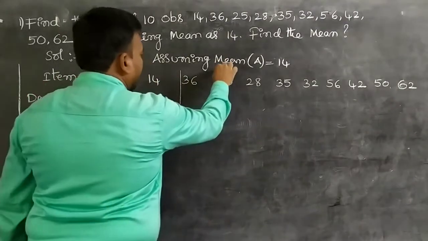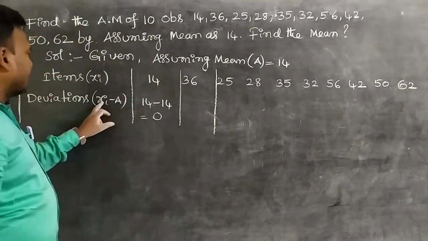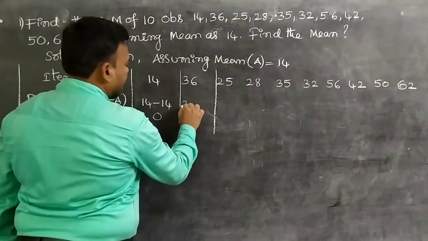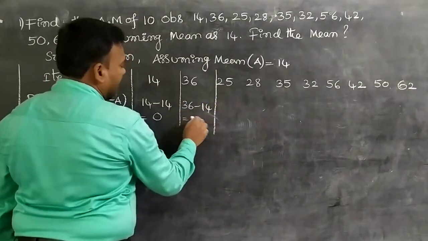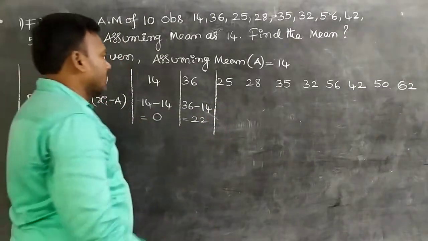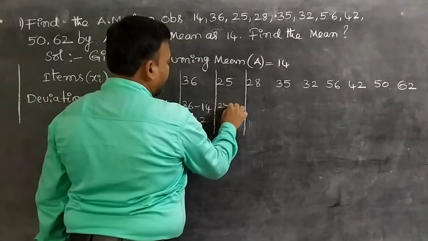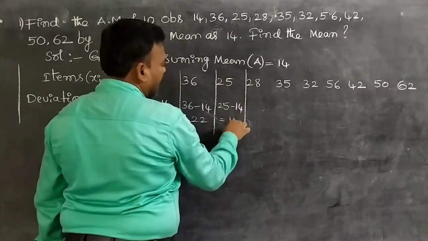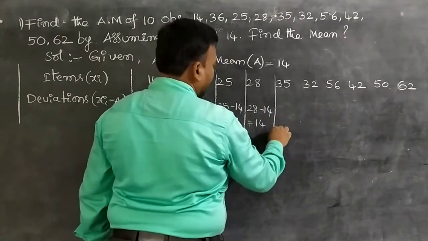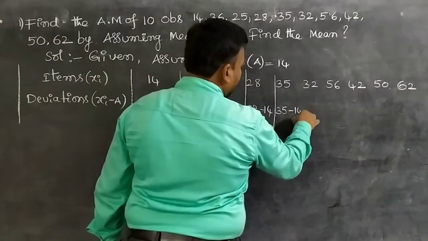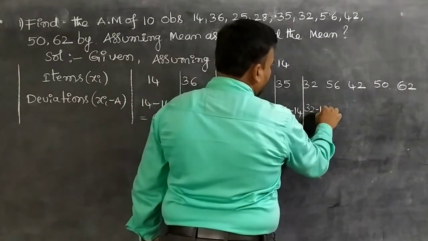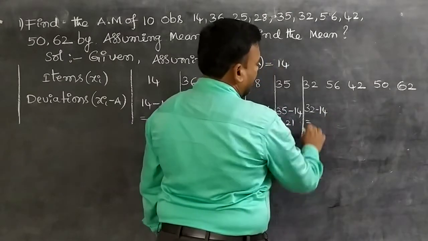Next one. Xi means these values, A means that value, that is 14. So here 36 minus 14 becomes 22. Next one, so 25 minus 14 becomes 11. 28 minus 14 becomes 14. Next, 35 minus 14 becomes 21. And here 32 minus 14 becomes 18.